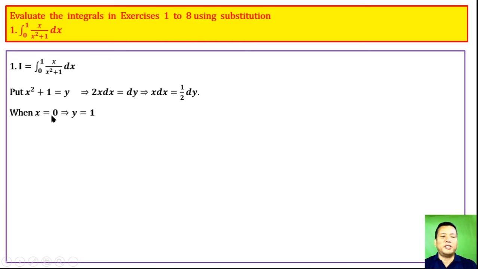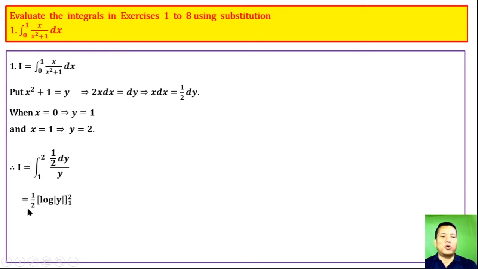When x is 0, the new variable y becomes 1. When x is 1, the new variable y becomes 2. Therefore, the given definite integral completely changes to the new variable, and its limits also change.